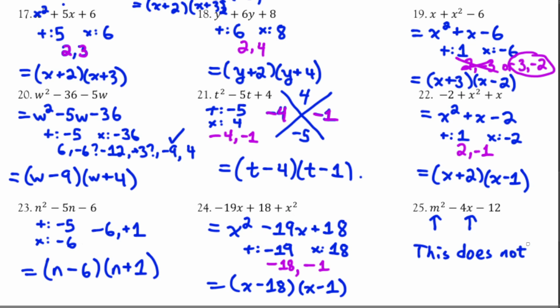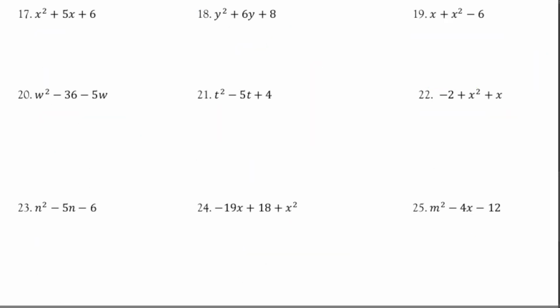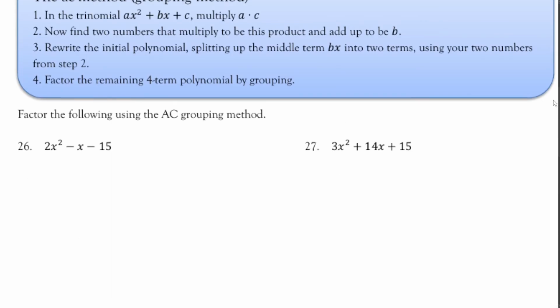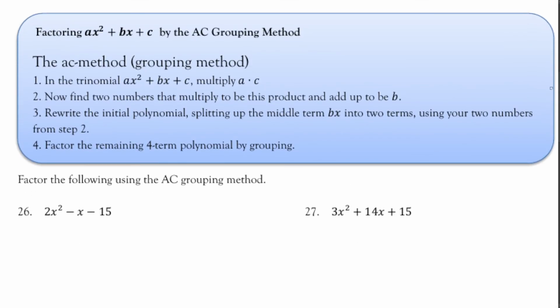If it was all m's, or all t's, or all x's, then you can use the method. But if the variables are all mixed up, we can't use this shortcut. What do we got on the next page? The next page is the AC grouping method. I'll cover this in the next video.